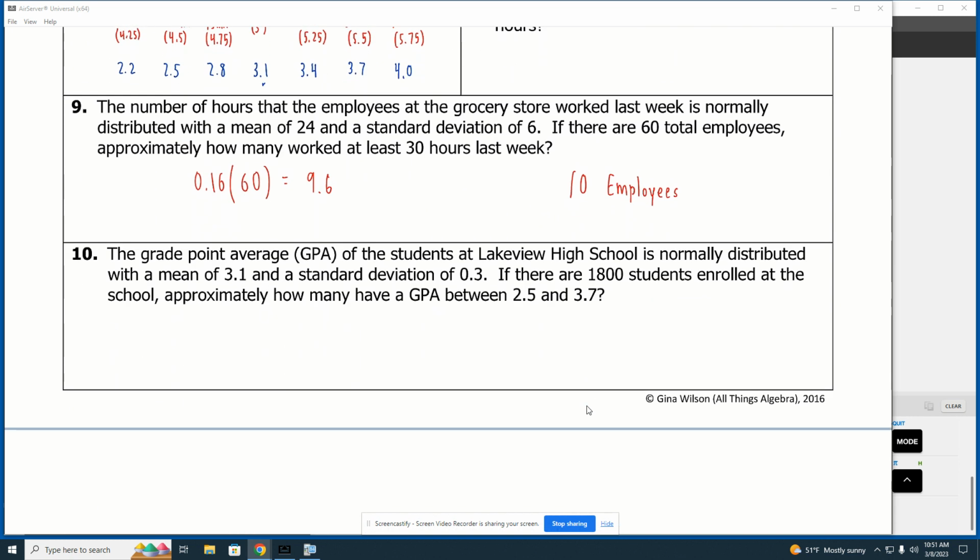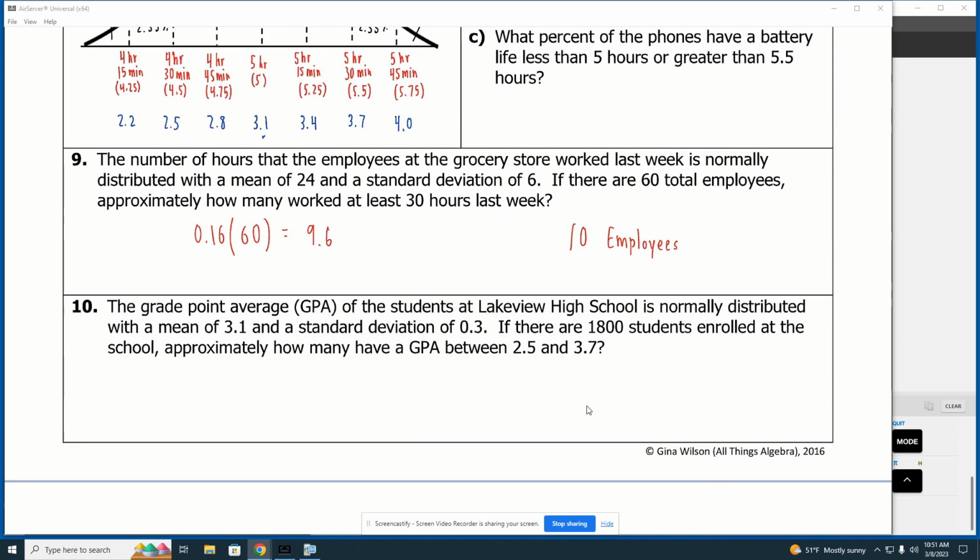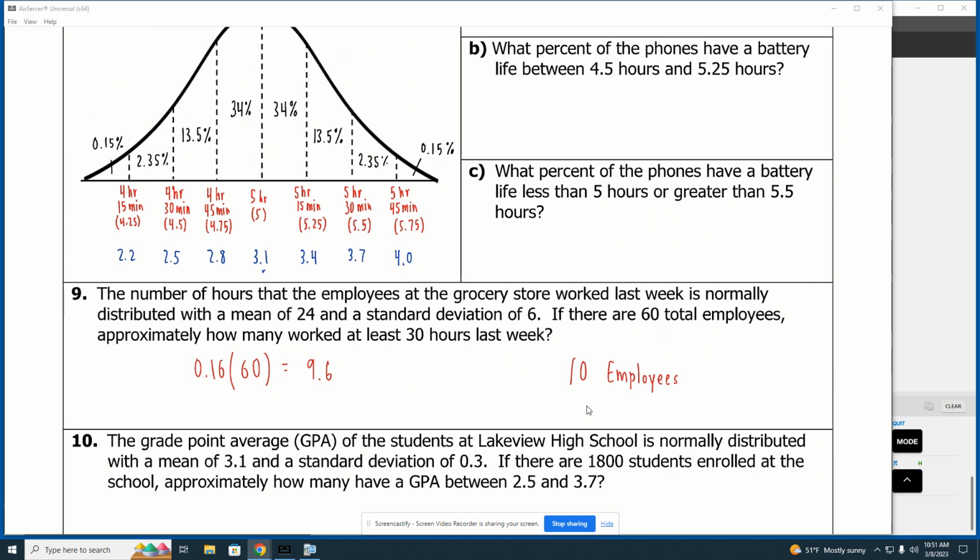Now I read the question. If there are 1,800 students enrolled at the school, approximately how many have a GPA between 2.5, here's 2.5, and 3.7, here's 3.7. Now what is that? That's 2 standard deviations, which you could remember this way. What did I say 2 standard deviations from the mean were? 1 standard deviation is 68, 2 standard deviations 95, 3 standard deviations 99.7. So that's 2 standard deviations. So some of you guys may have thought that way and thought that's 95%. Others could do what?